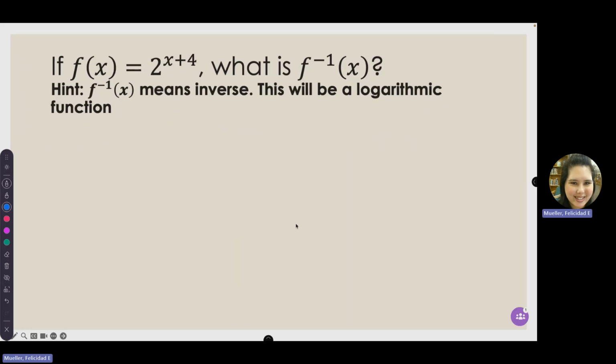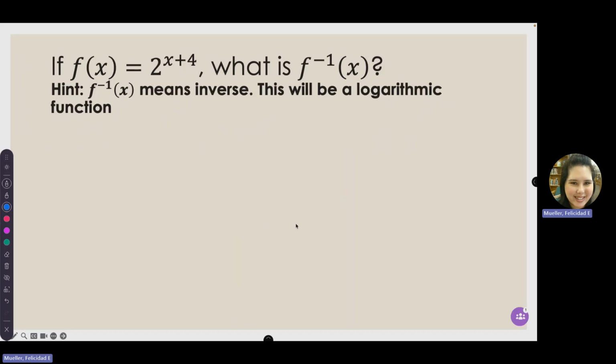All right, question number 18. If f of x equals 2 to the x plus 4, what is f to the negative 1 of x? And we do have a hint. F to the negative 1 of x means inverse. And the other hint we have is this will be a logarithmic function.